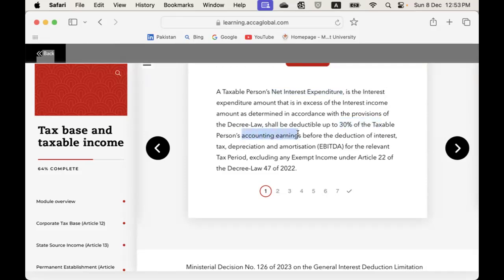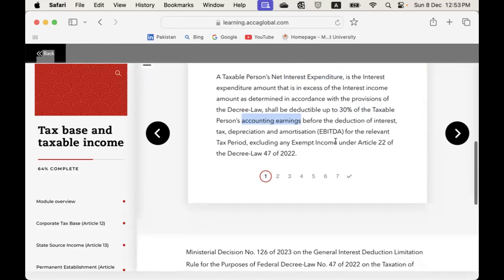Now this, I'll tell you, was subsequently changed. The wording that you see here, it's no longer accounting earnings. It is tax EBITDA, earnings before interest, tax, depreciation, and amortization. 30% of it. But that's not the end of the story. You'll find another twist to it, which is called the safe harbor. We'll read the safe harbor rule for the relevant tax period. So the first thing you have understood: net interest expenditure is deductible up to 30% of tax EBITDA. But there is another safe harbor rule.